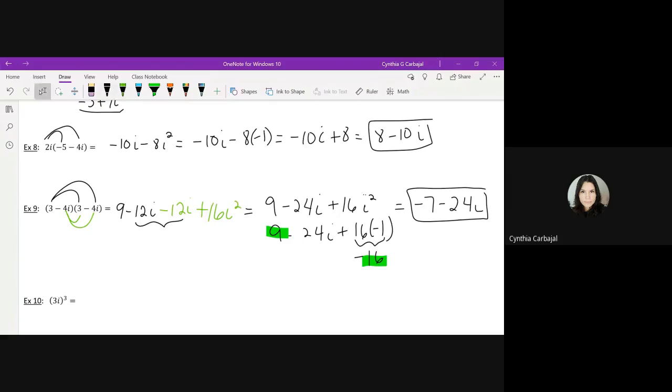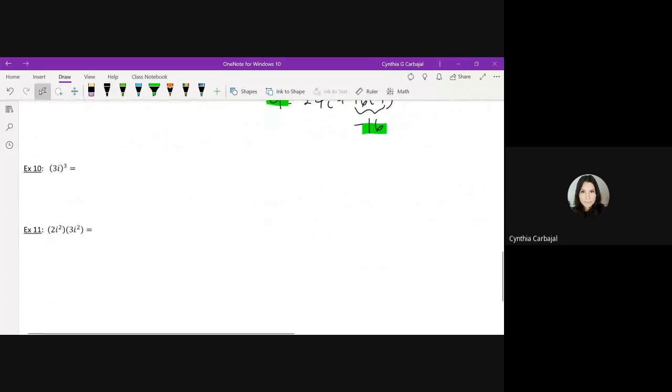Example 10. Here we have 3i to the third power. So remember, if you have a number inside, that's going to be raised to the 3. And then the i is going to be also raised to the 3. So those are properties of exponents. You remember that, where everything inside gets the exponent that is raised to outside the parentheses. Well, 3 to the third power, that means we're going to get 3 times 3 times 3. So this is going to be 9. And then times that 3 is going to be 27.